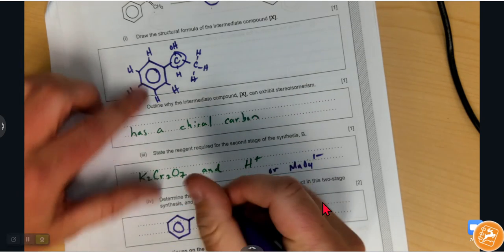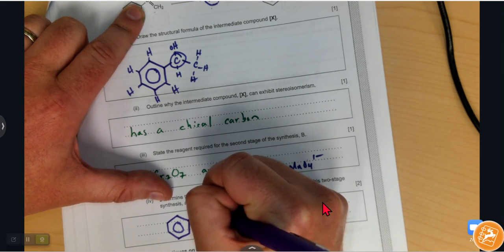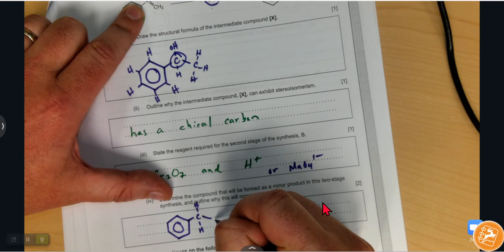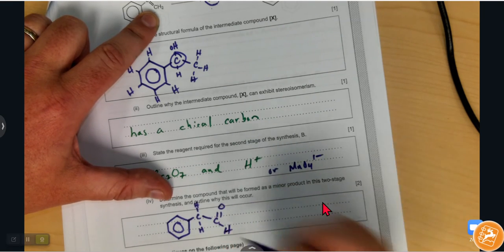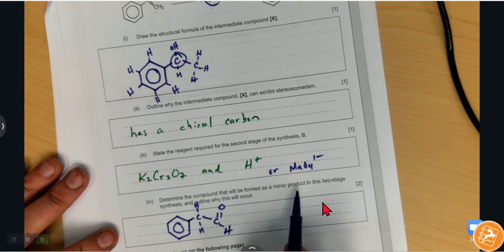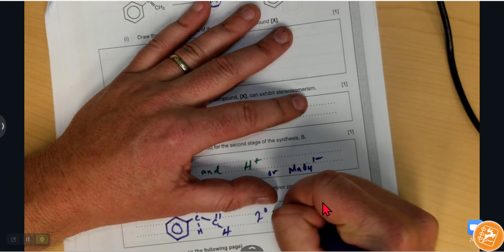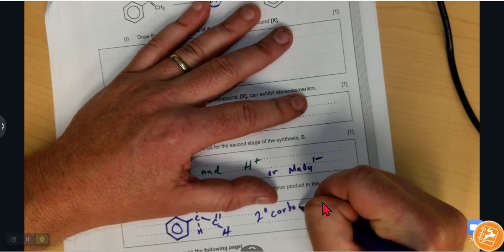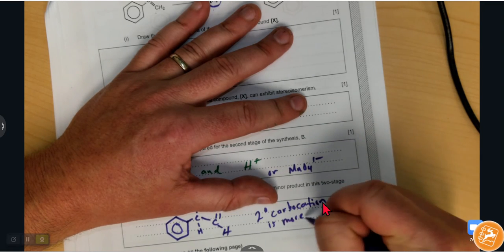So if that were the case, in this step, this would have bonded to the hydrogens, and this carbon would have bonded to the O, so we're going to make the aldehyde over there. Determine the compound that will be formed in the two-stage and outline why this will occur. I'm going to say the secondary, see how I saw the 2 marks? Secondary carbocation is more stable.